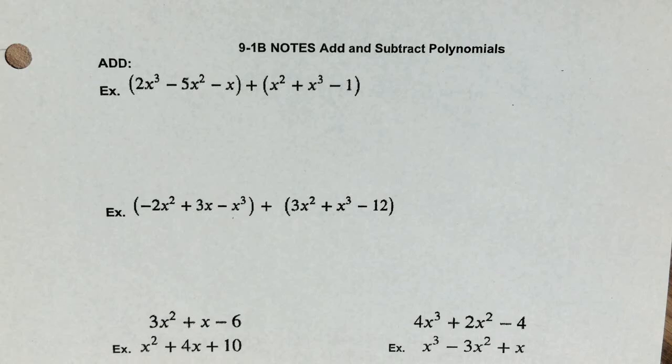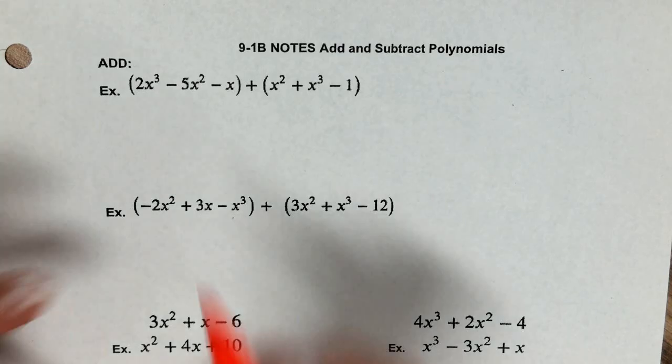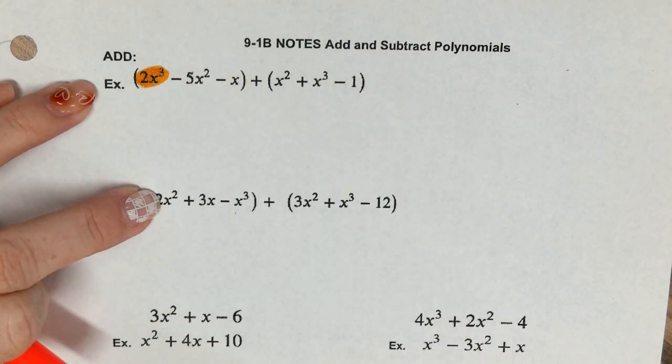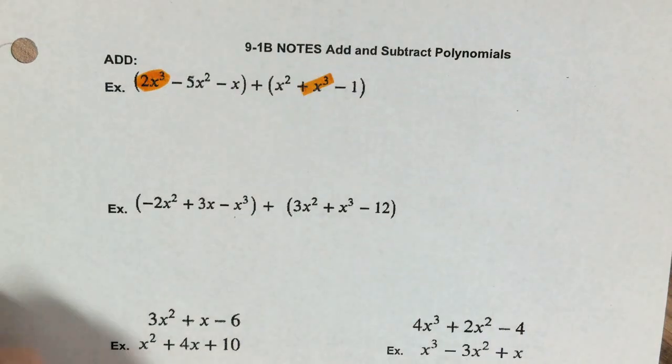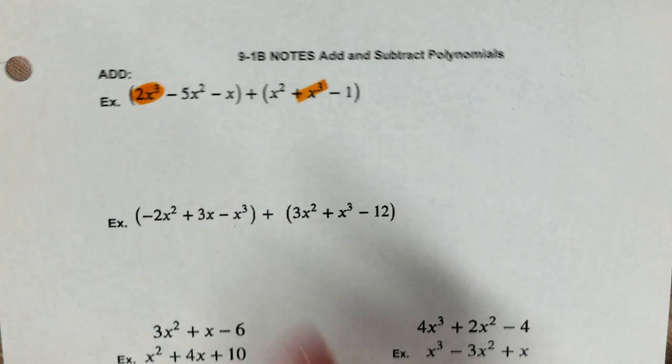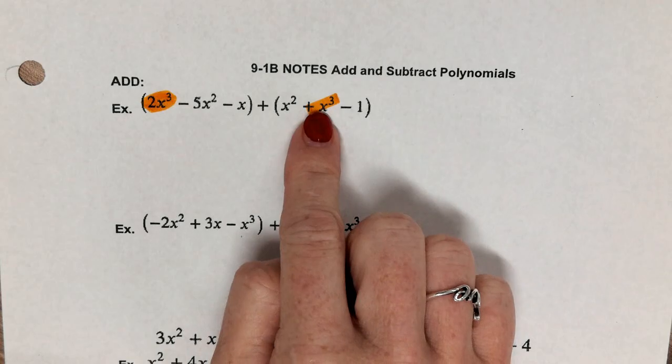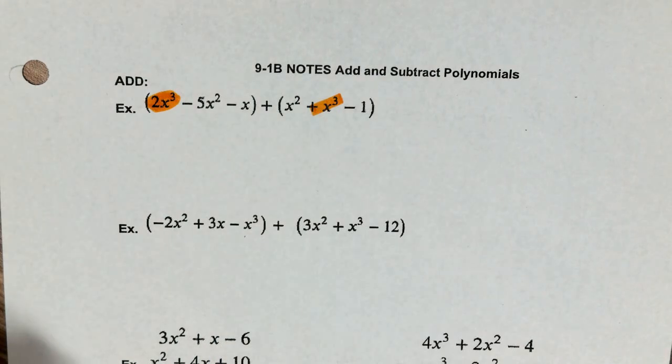So remember that x's can only be combined with x's, but x's cannot be combined with x squareds. Do y'all understand that? Okay? If it says x squared y, then it can only be combined with an x squared y. So this 2x cubed can be combined with this x cubed. Now, why did I highlight the sign in front? Because it tells me if I'm going to add or subtract. It tells me the value of that term.